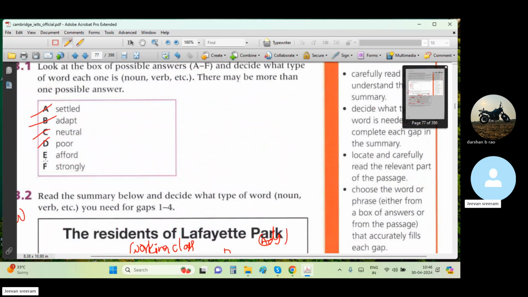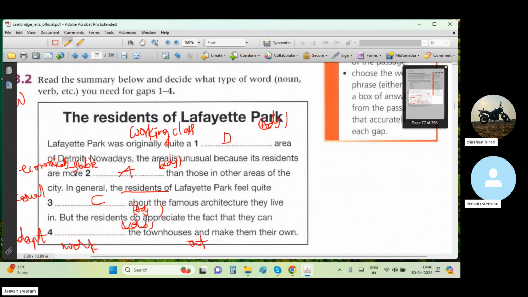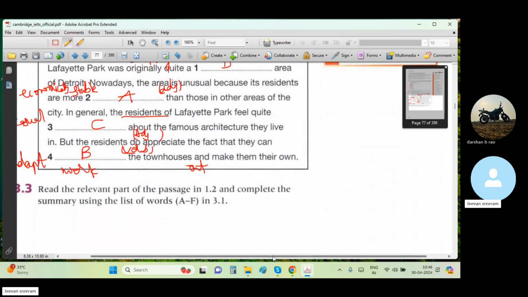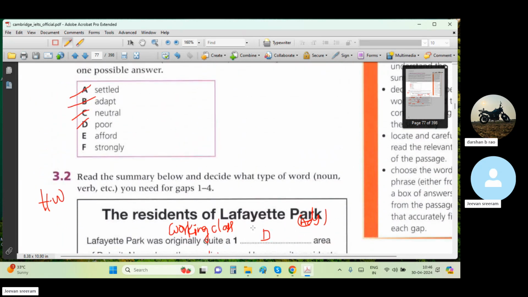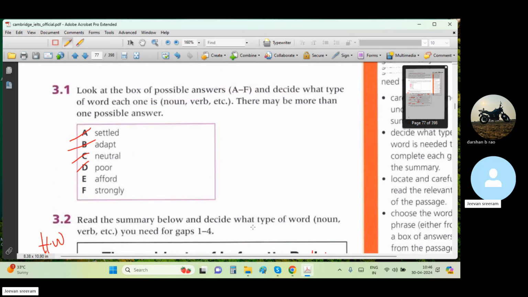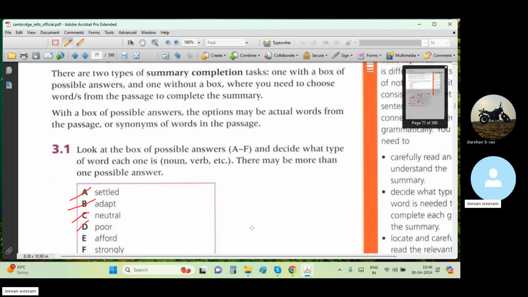So last one, adapt. So this is the discussion on one of the difficult passages you will see in the official guide reading lessons.